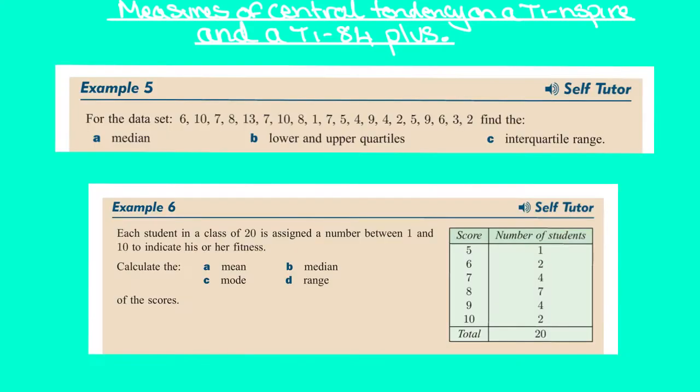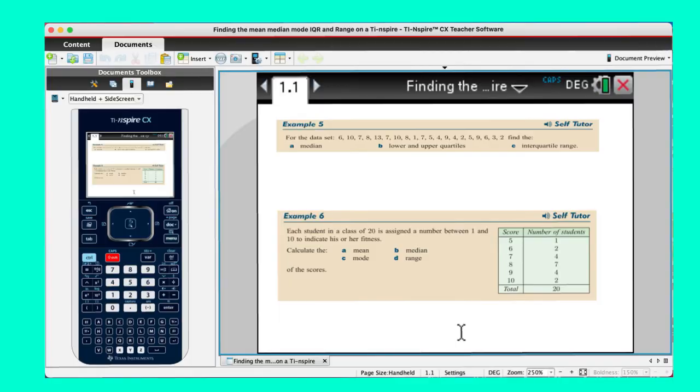How to find measures of central tendency on first a TI-Nspire and then a TI-84 Plus. We're going to find the measures of central tendency first for a list of data points, then for a list of data that is presented in a frequency table. First, we'll do both questions on a TI-Nspire. An interquartile range, first from a list of data and second from a frequency table.